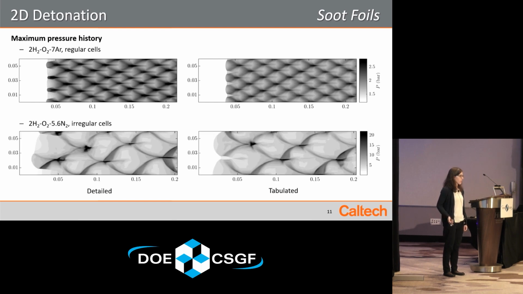And depending on the mixture composition for the detonation, we see different types of structures, different sizes, different shapes. But the key is that we're able to get it with our simplified chemistry model, reproducing the results from the more expensive simulation.